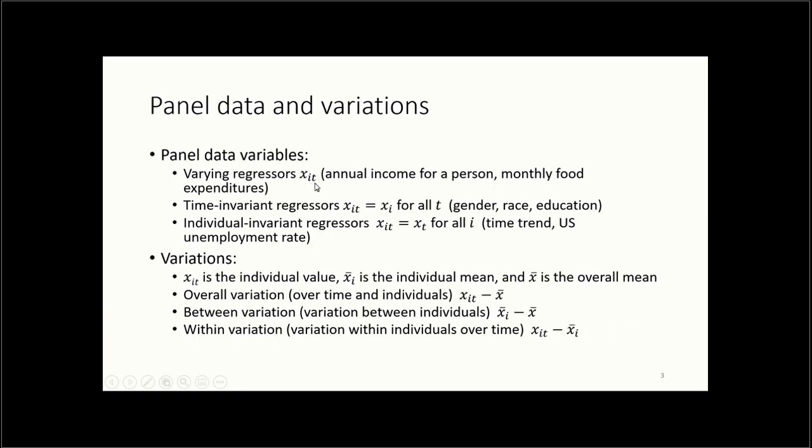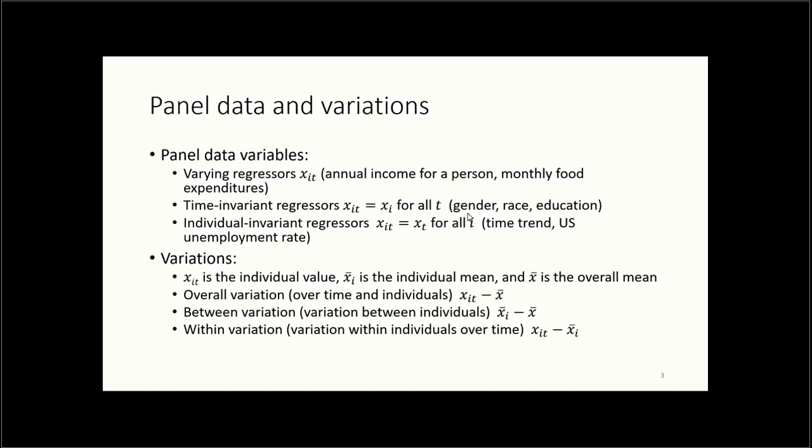over time. Then we would have time invariant regressors, where x_it would be equal to x_i for all t, variables such as gender, race, or education. Now, it's possible that someone in the sample could get more education, and in this case, we will not have time invariant regressors, but if no one has variation in the sample, these would be time invariant regressors.